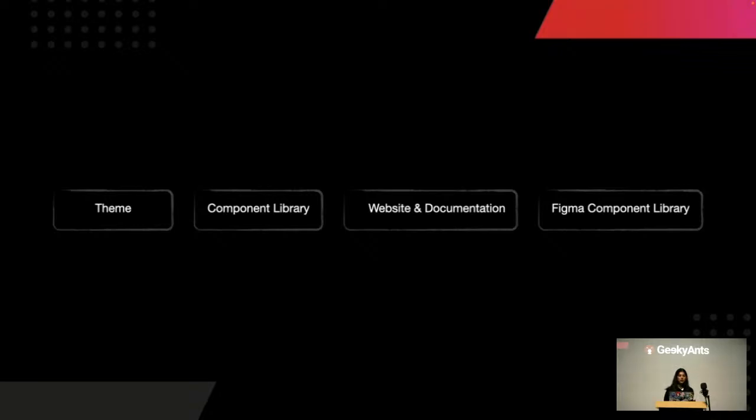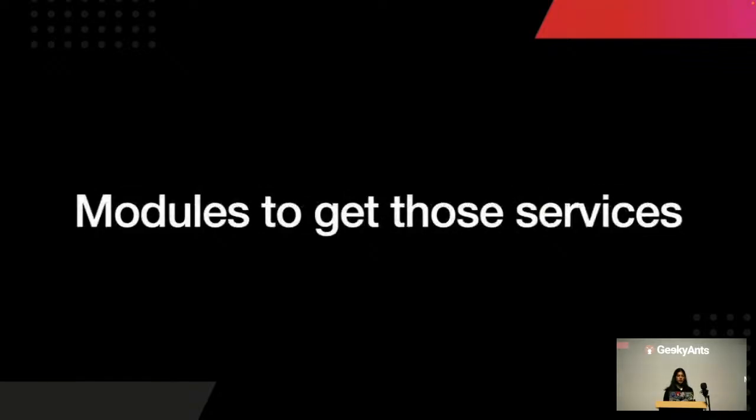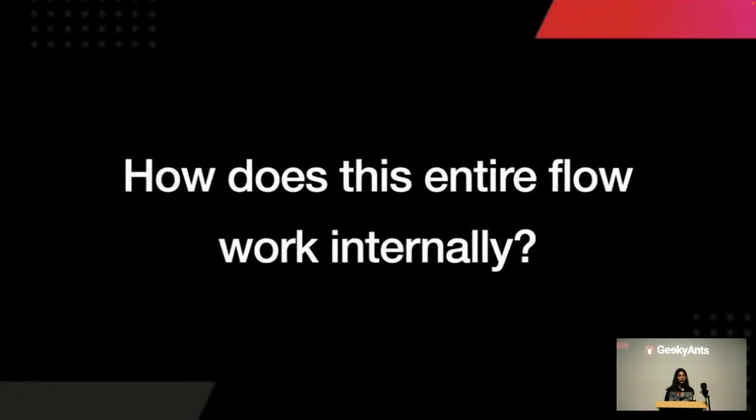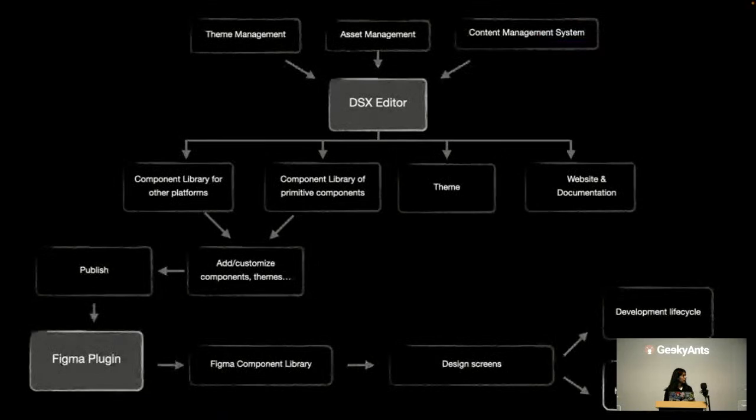So these were the services that we needed, and to get those services we needed a bunch of modules. We built a theme editor, then an asset management system, and then a content management system, which are included in the DSX editor that we call it. And we have a Figma plugin which generates the entire Figma component library. Yeah, so we'll talk about how this entire flow works. This is a very complicated diagram that I am also trying to understand.